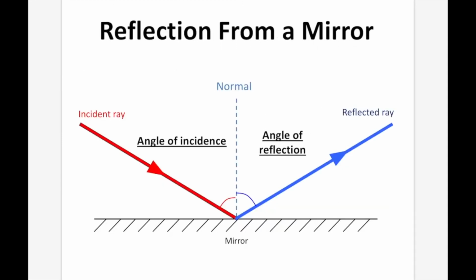Reflection off a mirror. Again, our normal is 90 degrees to the reflecting surface. Angle of incidence is the angle coming in, and the angle of reflection is the angle coming out. The incident ray is the ray coming in, and the reflected ray is the ray coming out.